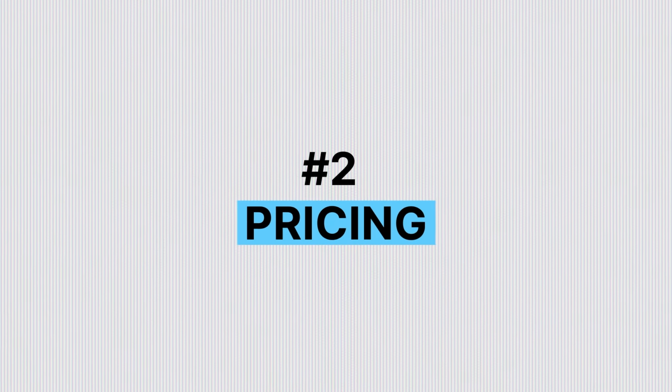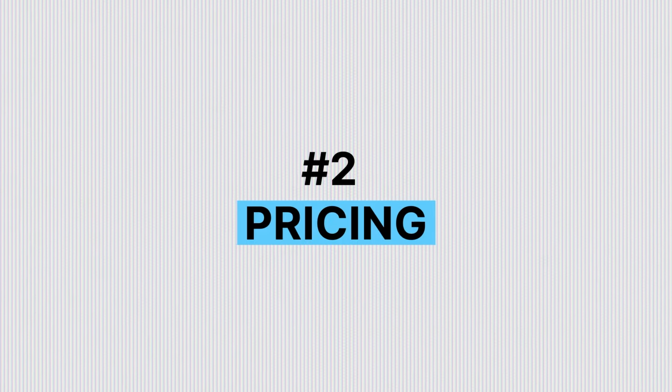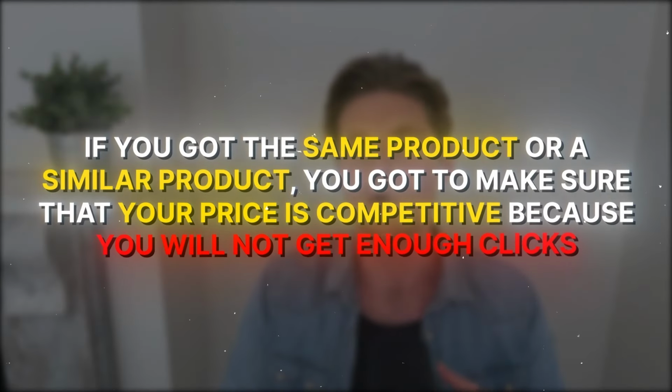Number 2 is pricing. Now, this is a big one. If you're selling a product that is the same or similar to other businesses, you've got to make sure that your pricing is better than the other competitors. Most of the time, people shop based on price because that's what they're looking for. So if you've got the same product or a similar product, you've got to make sure that your price is competitive because you will not get clicks through. If you're showing the right products, which we were talking about before, getting the impressions, but the price isn't there, people will look at your competitors, they will click through.